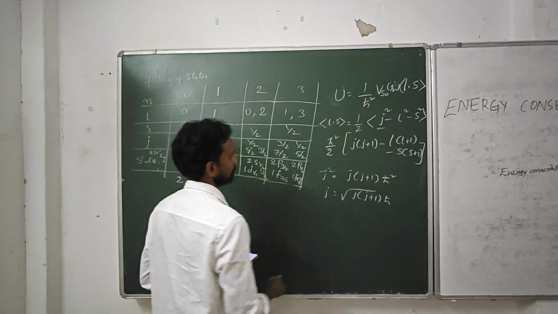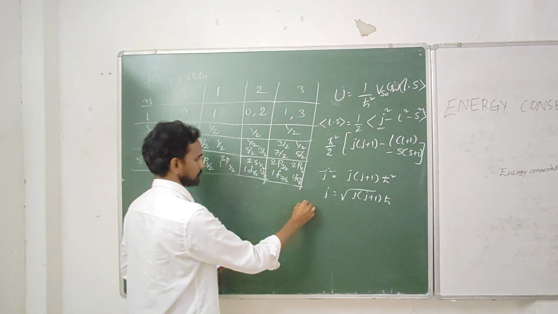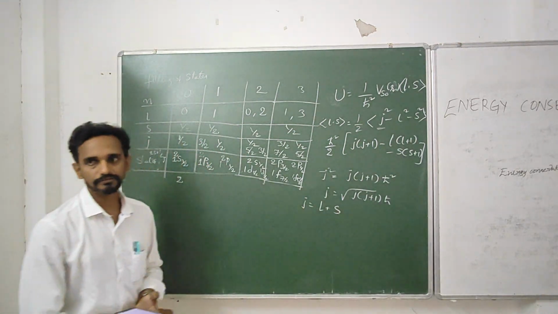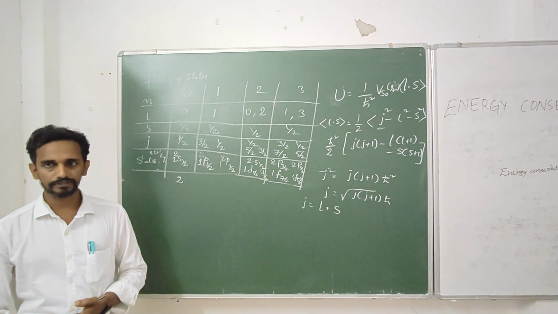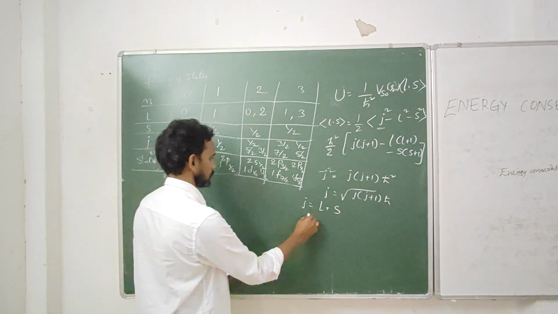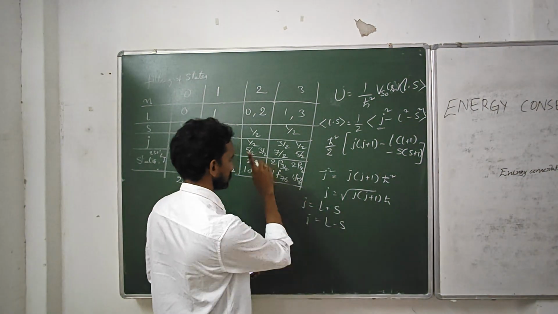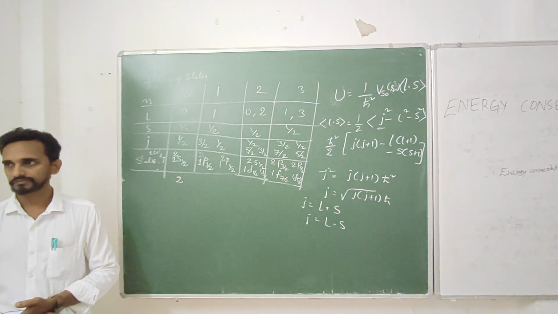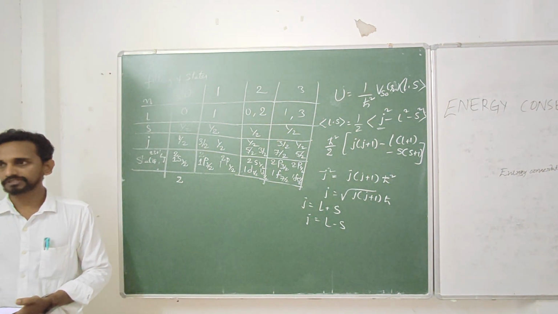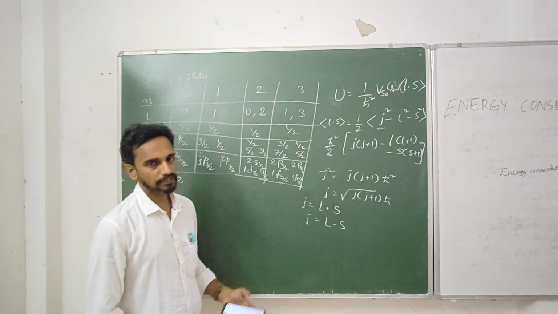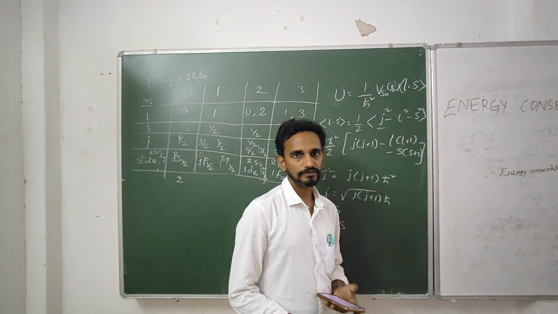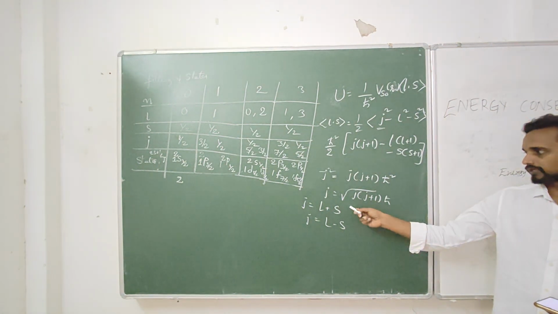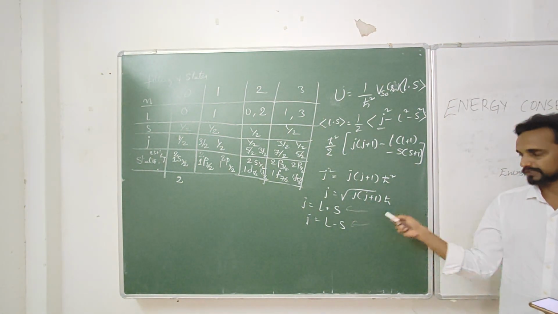Let's say, you may consider both the cases, like J is equal to L plus S. One possibility. Another J is L minus S. Because S is half, you cannot have more possibilities. If S is 3 by 2, you may have 3 values for J. But since S is half, you have only 2 possibilities. So either J is L plus S or L minus S.